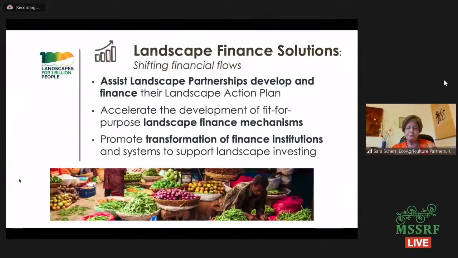If you'll keep going, the third main area we're working on is finance. Right now, even when landscape partnerships develop a phenomenal landscape action plan, the kinds of interventions we've heard about today in the panel, they can't get funding to invest in them. So we're trying to do 3 things. Assist landscape partners to be much better at developing and structuring finance for their landscape action plan. Secondly, accelerating the development of fit-for-purpose finance mechanisms and promoting the transformation of financial institutions to shift their funds instead of project-by-project, sector-by-sector investments, looking at those holistic integrated investment strategies.